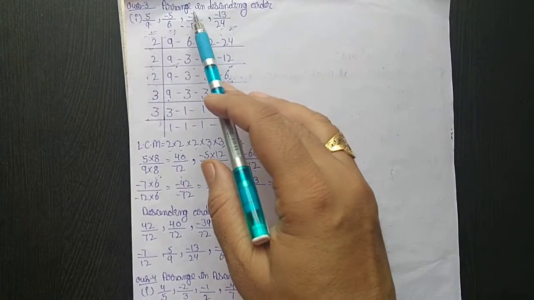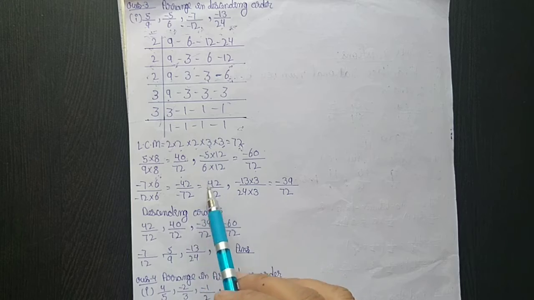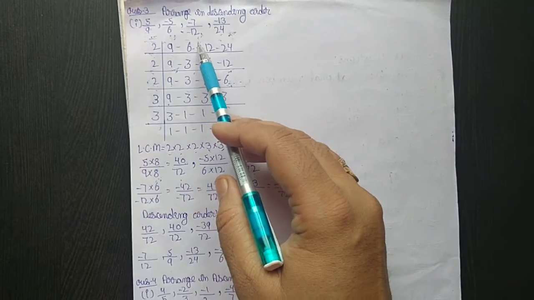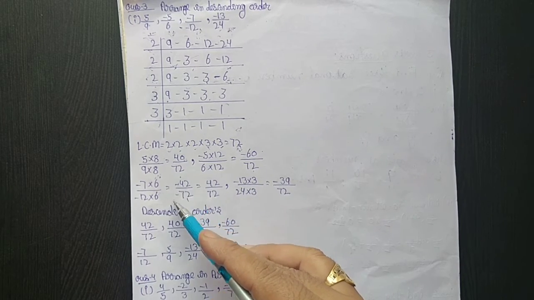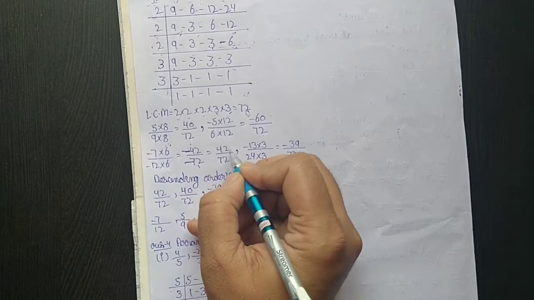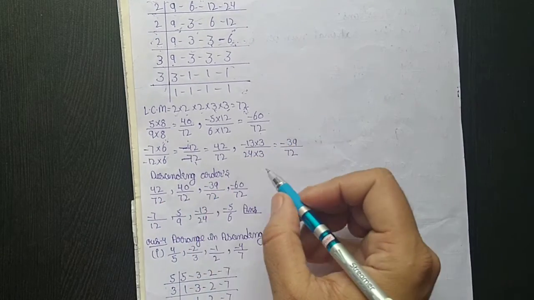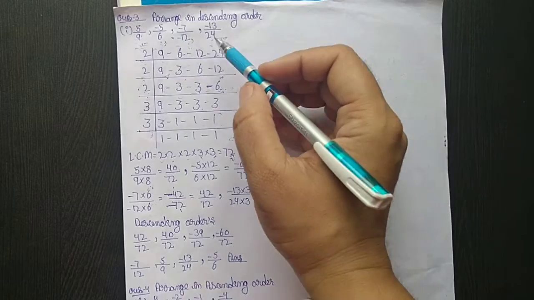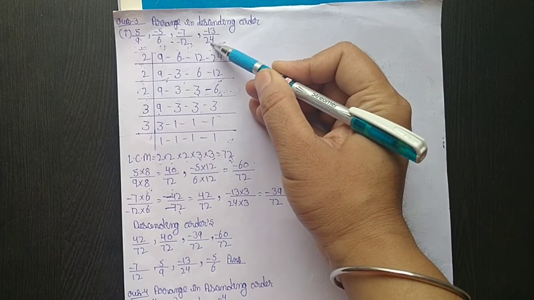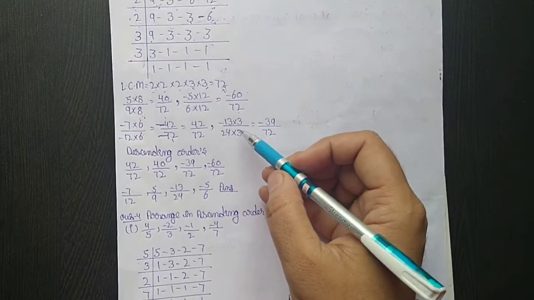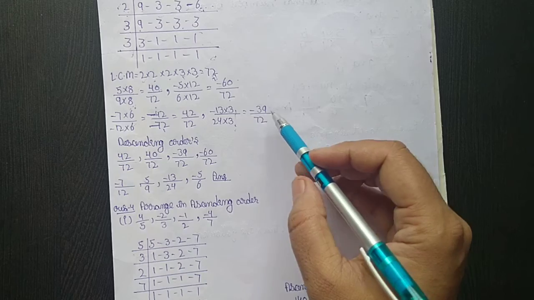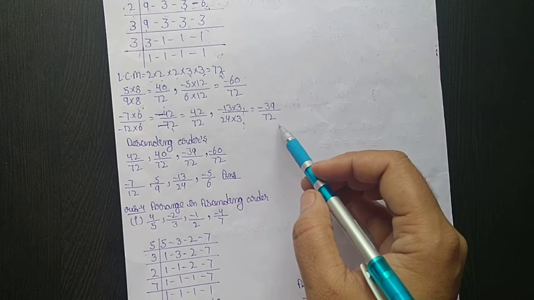Then the third number is minus 7 upon minus 12. So 72 divided by 12 will give us 6. 6 multiplied with numerator and denominator will give us minus 42 divided by minus 72. This minus minus can be cancelled, so it will be positive. Same, 72 divided by 24 will give us 3. So multiply here with 3, we will get minus 39 upon 72.